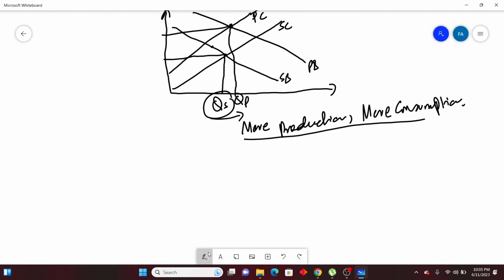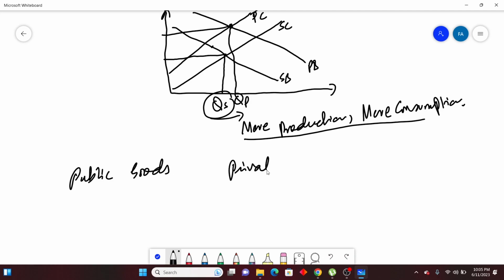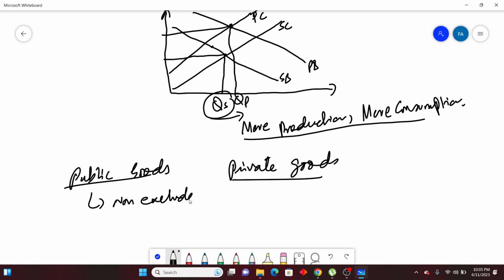Then there is something which is termed as public goods and private goods, which is given in your book. Public goods are non-excludable and non-rival. Non-rival means there is no competition in this, and non-excludable means that no one can be excluded from the use of that. If I give you an example of that, street lights.